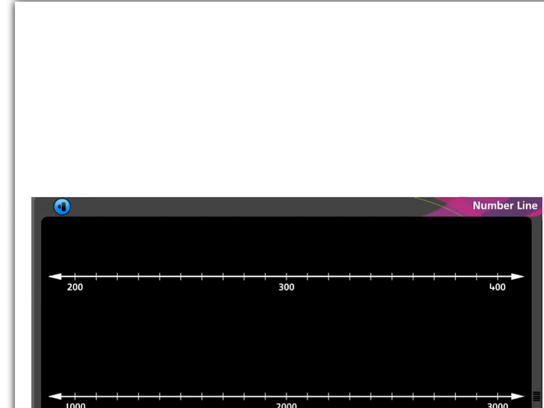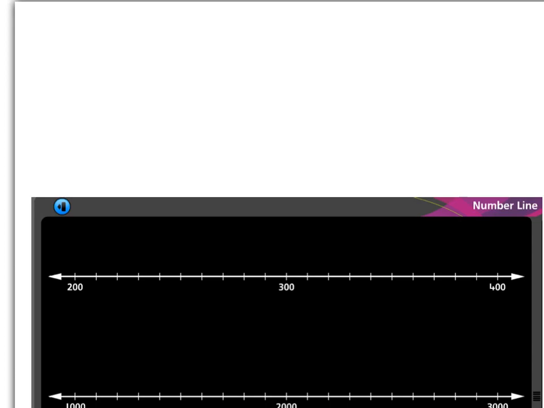We have the numbers 200, 300 and 400 marked on the number line. And we've got some spaces in between these hundreds. These spaces here. What numbers would we write on these spaces in between the number 200, the number 300 and the number 400?